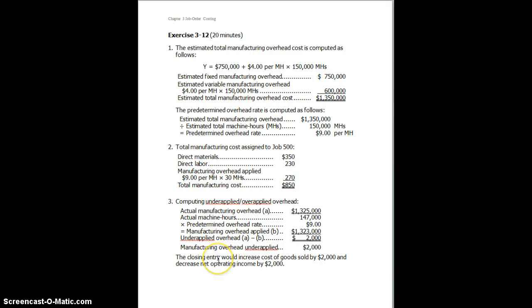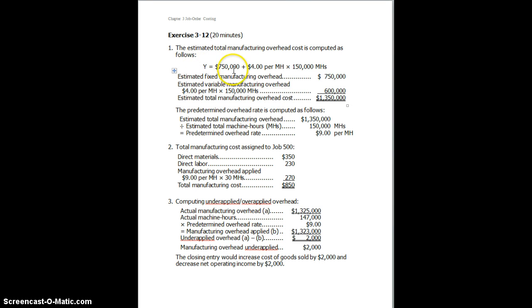Now this problem makes us work a little bit because in order to come up with that predetermined overhead rate, we need to know what the total manufacturing overhead cost is. All they tell us is the fixed manufacturing overhead cost is $750,000, and the variable manufacturing overhead cost is $4 per machine hour. If you recall, the formula to calculate a predetermined overhead rate is estimated total manufacturing overhead divided by the estimated total machine hours in this problem, since we're using machine hours.